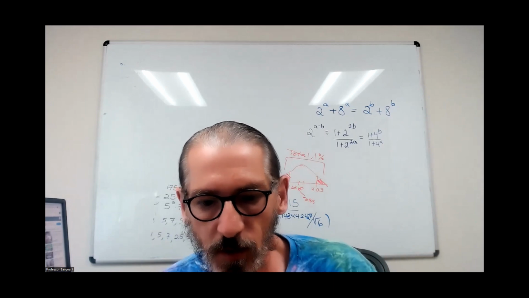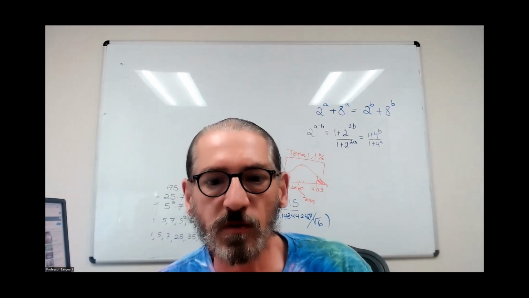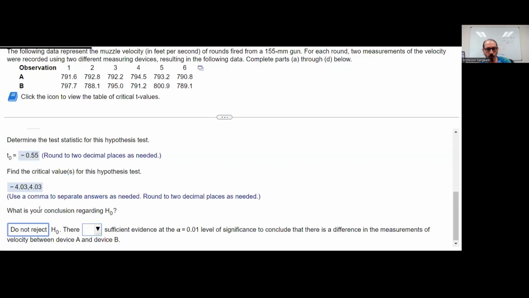Let's see if we get agreement. Do not reject H naught. There is not sufficient evidence at the alpha equals 0.01 level to conclude that there is a difference. We're sticking with believing there is no difference because there is not sufficient evidence that there is a difference.